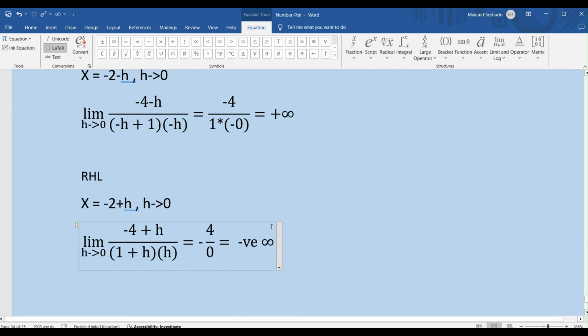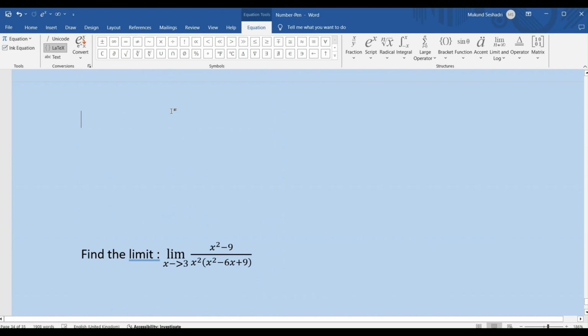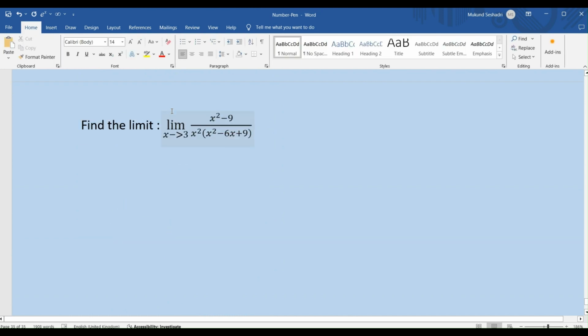So we'll move to a very similar problem, and I thought we'll do one more problem of similar type. Now, this is a problem where we've not been explicitly asked to find the LHL and the RHL, but instead we've been asked to find the limit of this particular expression, right? So I'm going to write this expression before I read it out. I'm going to write this out separately.